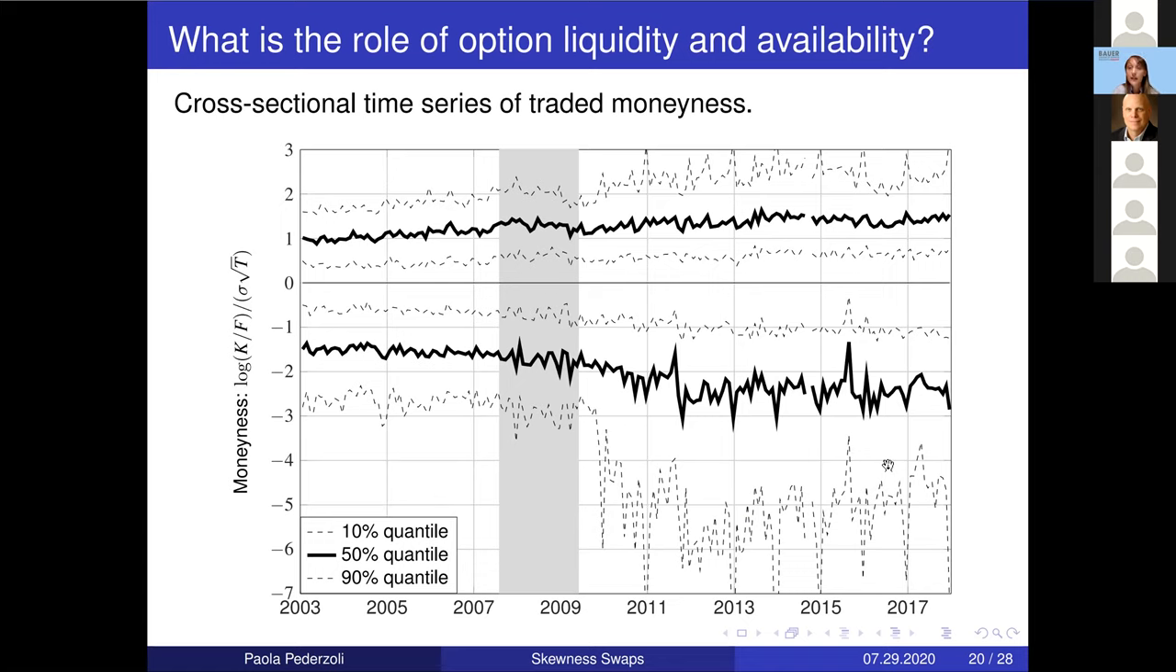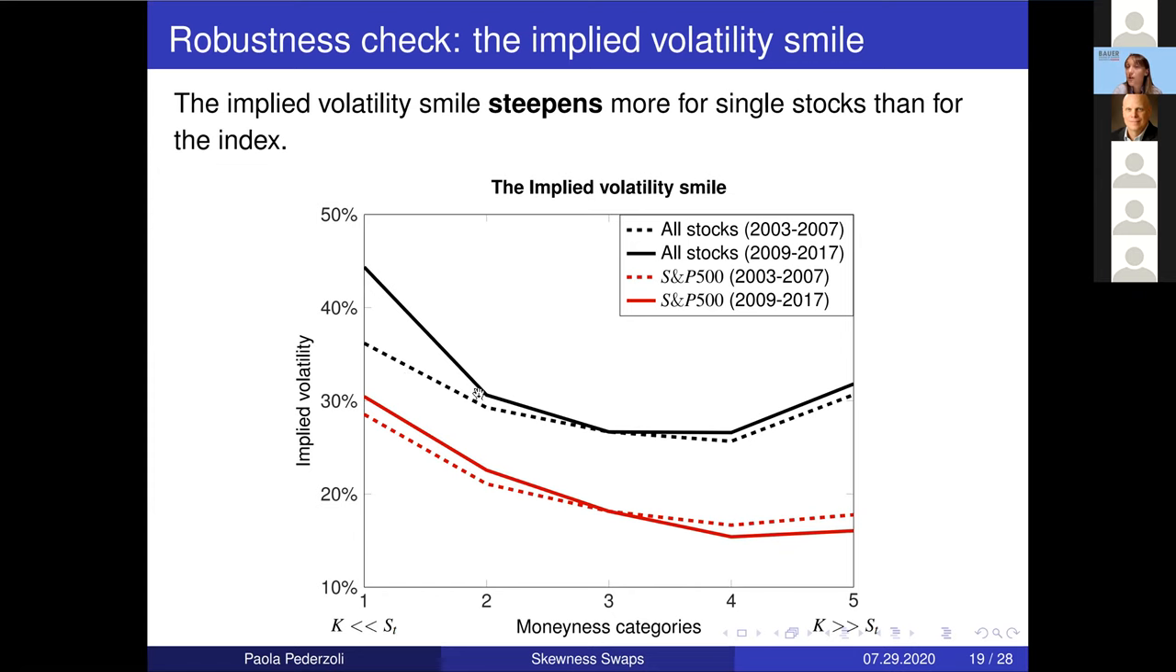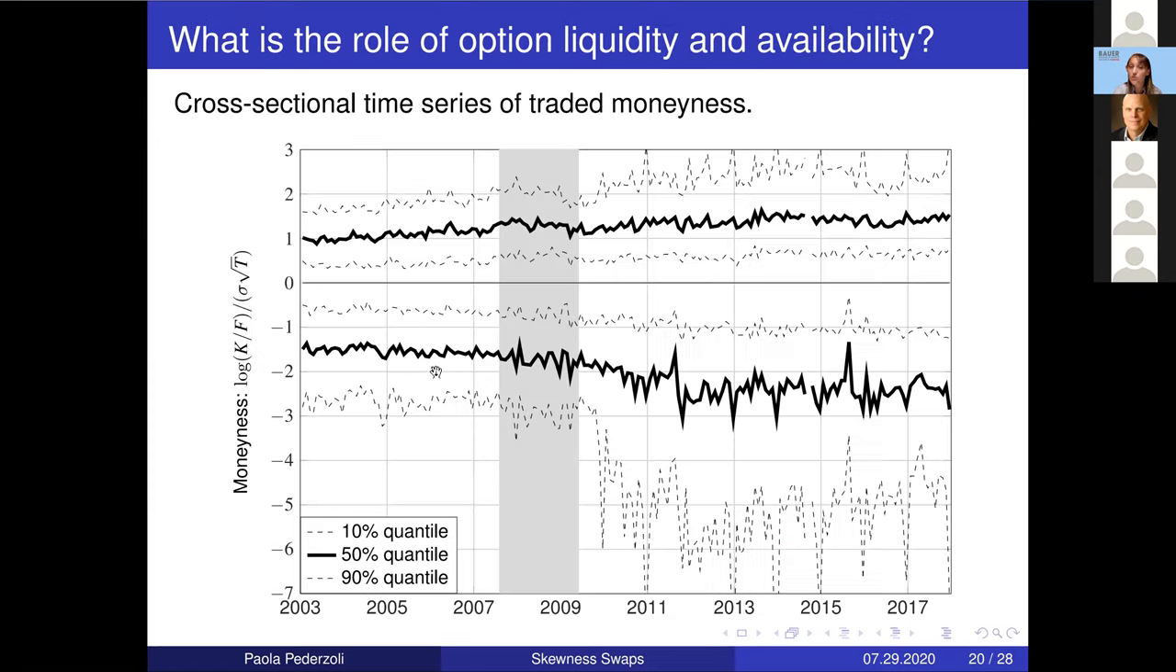So it's clear from this picture that after the financial crisis, investors are trading more out of the money put options, and also more out of the money call options, but less so. So the range is really expanding and also moving more towards the left skewness. And this is reflected here with the higher price of out of the money put options. So investors are concerned about individual crashes, and this is all part of the story.